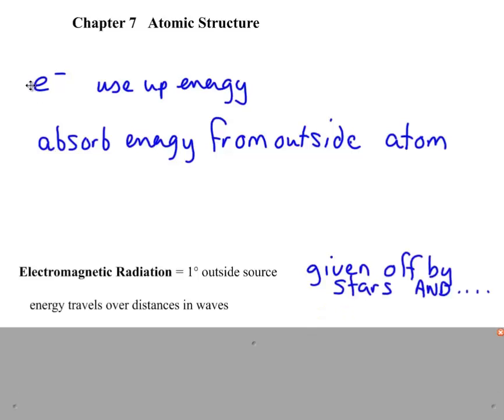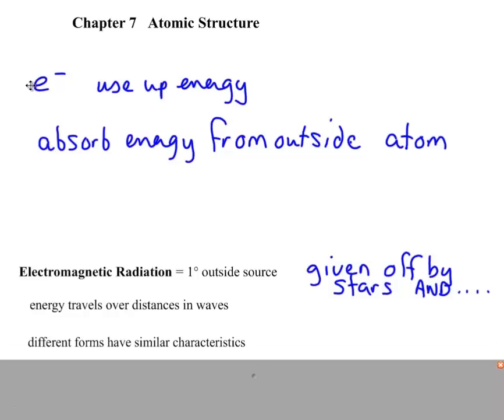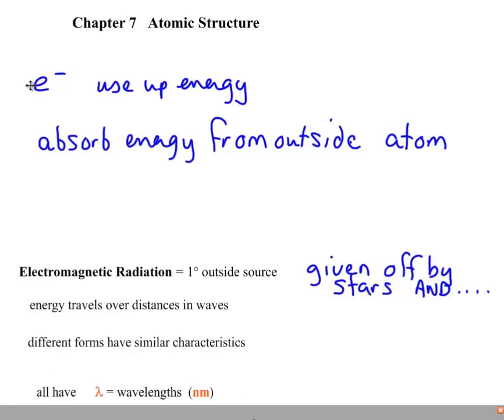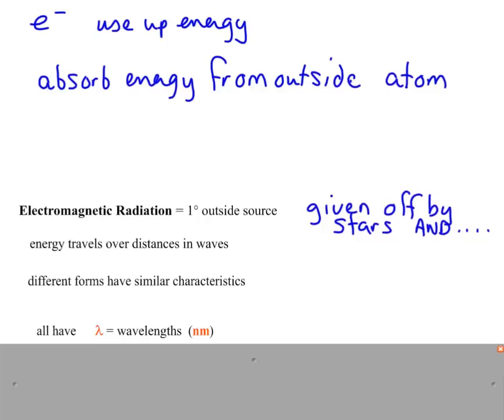Energy in general travels over long distances or short distances in waves. And different forms of electromagnetic radiation have different characteristics. They also have some things in common. All electromagnetic radiation have wavelengths. The symbol for wavelength is lambda, which looks like an upside down Y. Wavelength units tend to be in nanometers. N is 10 to the negative 9.